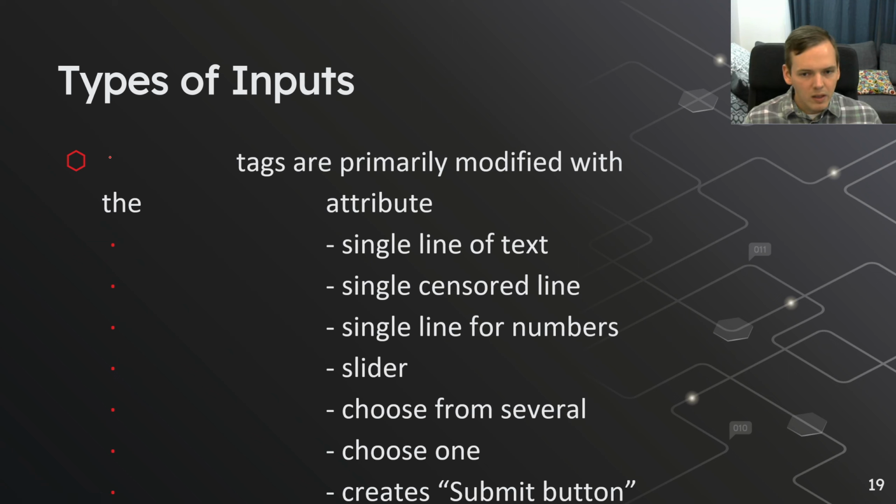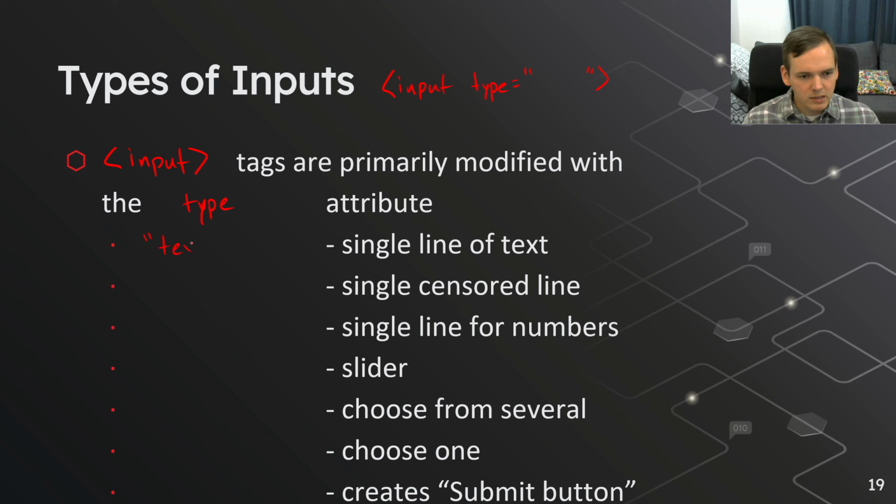So input tags, let me lowercase that just to make it look more like you'll typically be typing. Input tags are primarily modified with the type attribute. So you'll say input, you'll put the ID and the name as we've talked about before, and then you'll say type equals, and then you'll pick one of these things below. And these are all different ones that can be done, and we'll just run through them real quick.